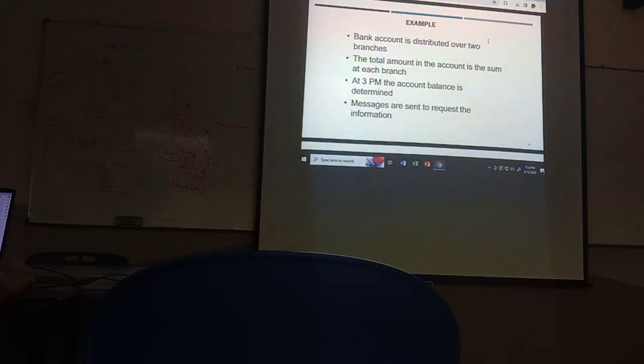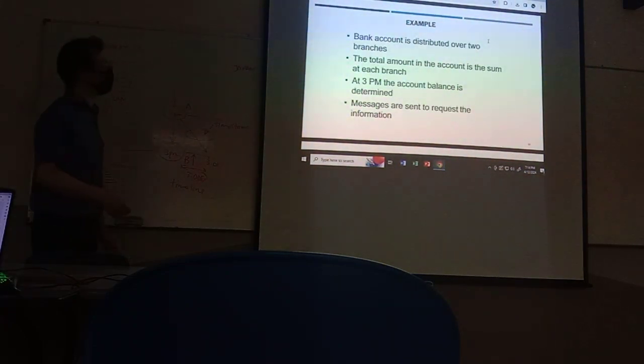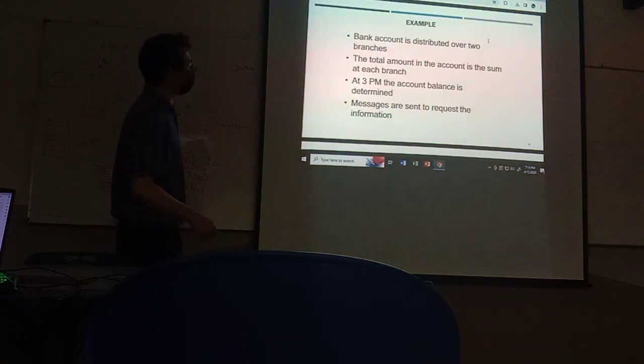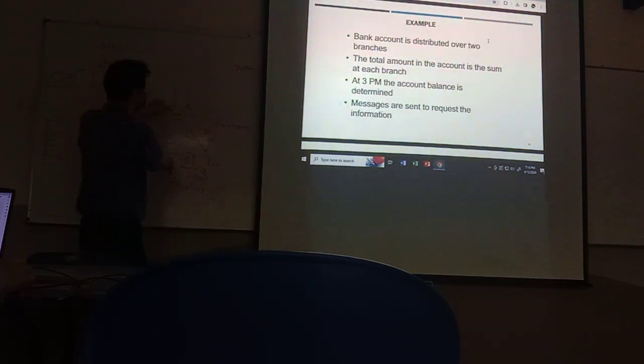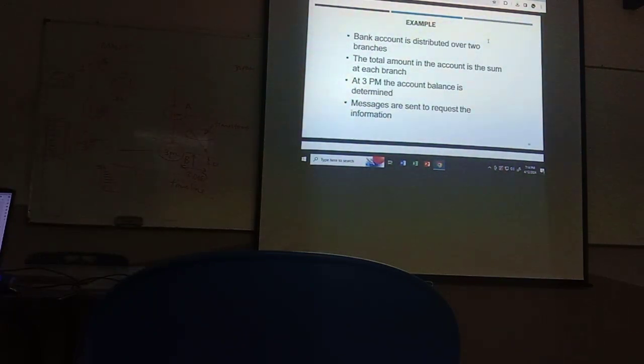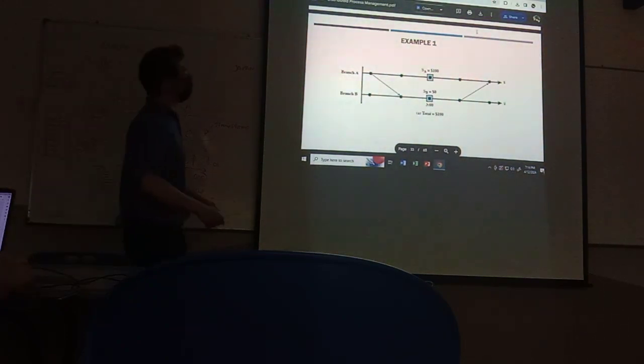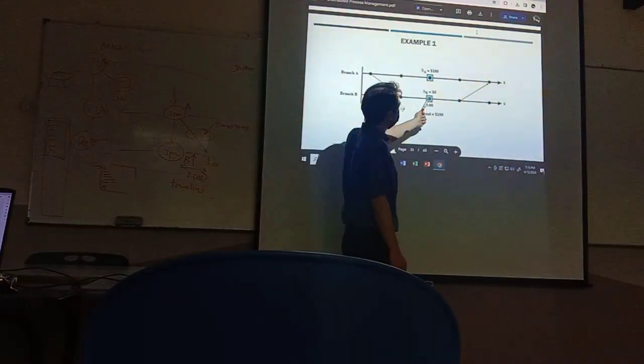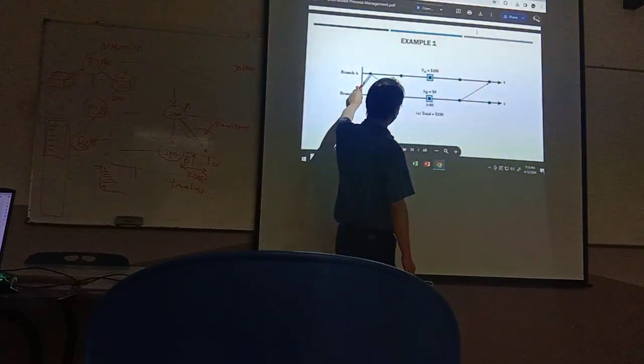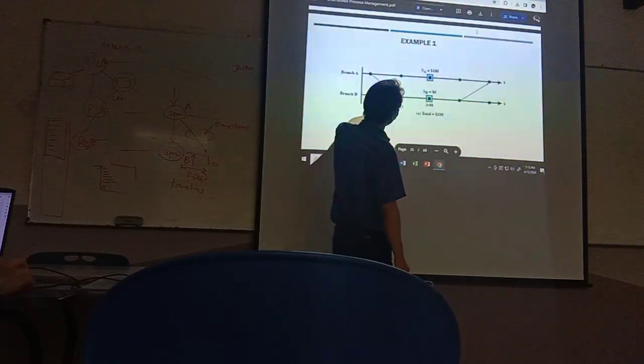Okay, and this is an example. A bank account is distributed over 2 branches. The total amount in the account is the sum of each branch. At 3 o'clock, the account balance is determined, and messages are sent to request the information. It's just to illustrate the problem that we face: even though this one is 3 o'clock and this one is 3 o'clock, the message that is sent actually requires time to propagate from here to here.